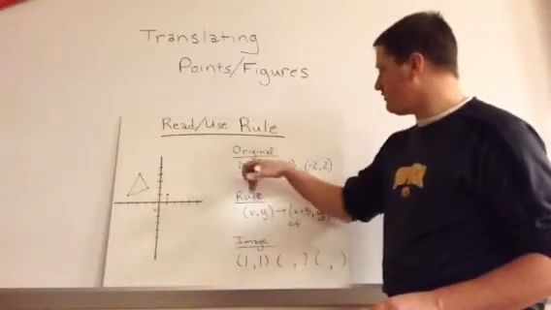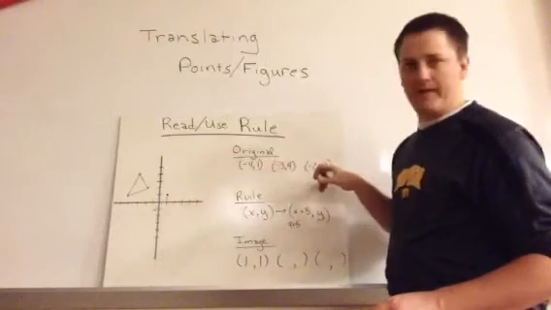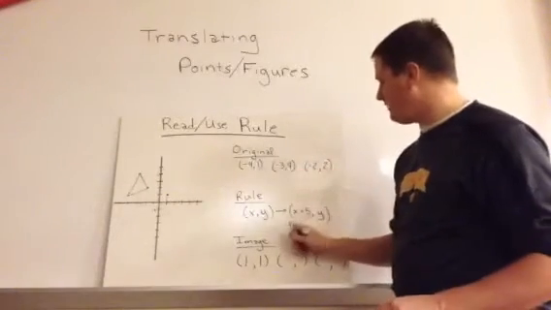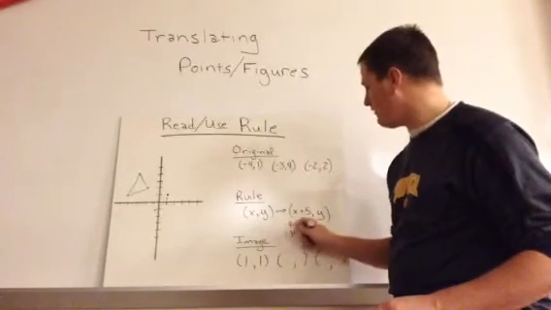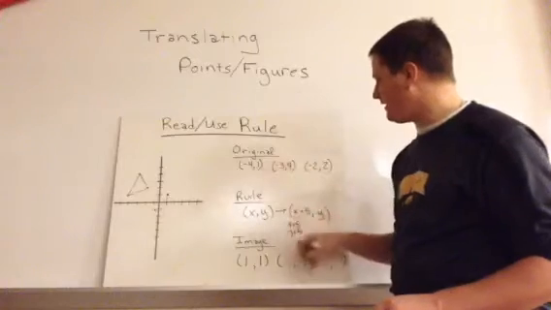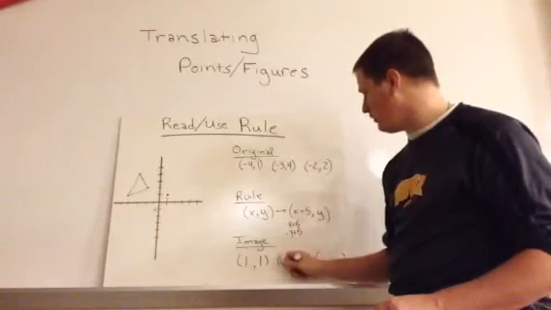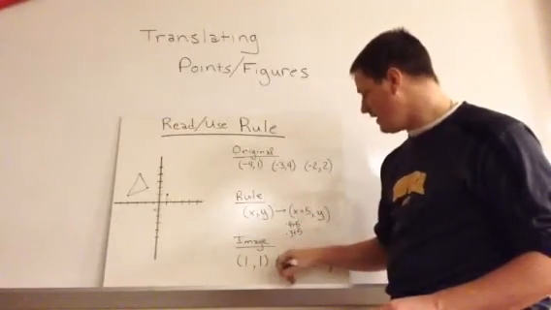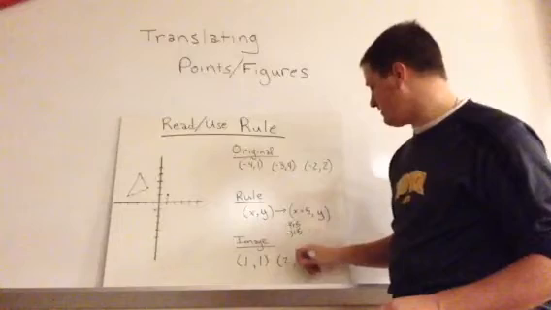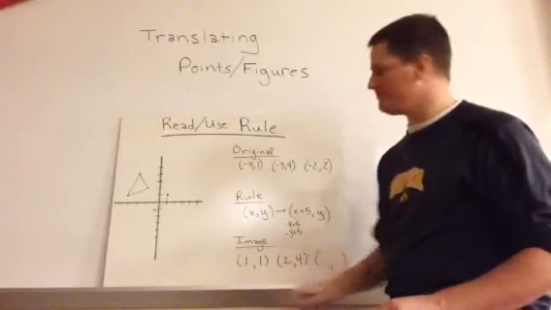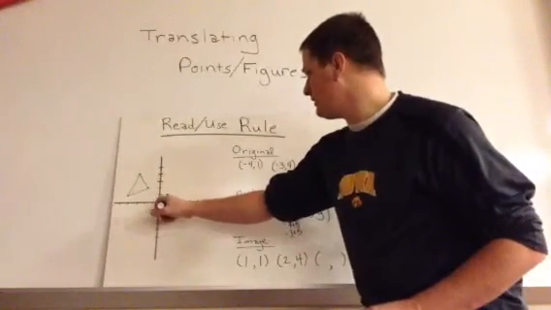Okay? Then I'm going to do the same math to my second and my third points. So I've got negative 3 plus 5. This is my x value. That's going to give me 2. And then my y value is going to stay the same, 4. So now I've got 2, 4.